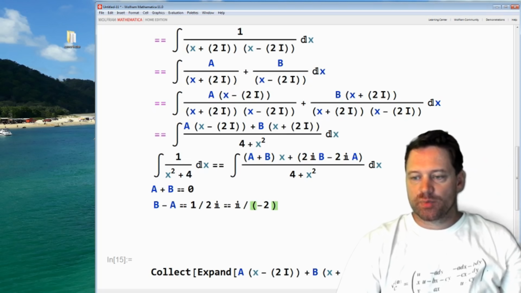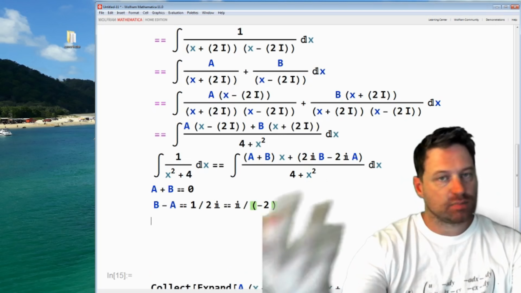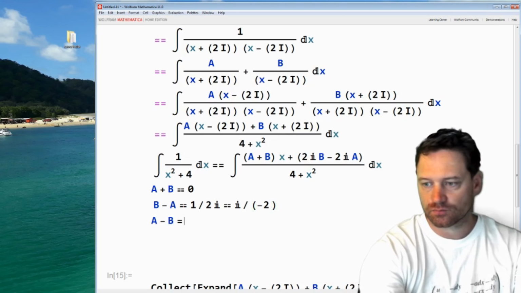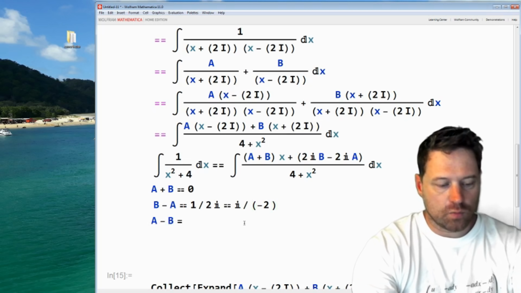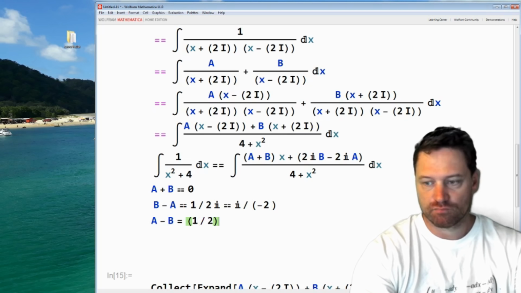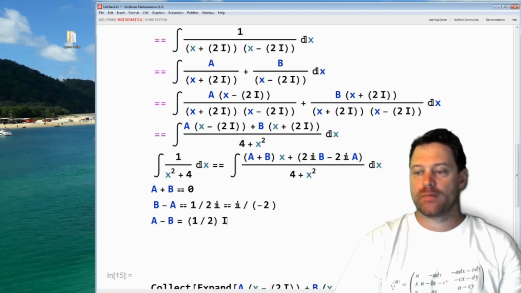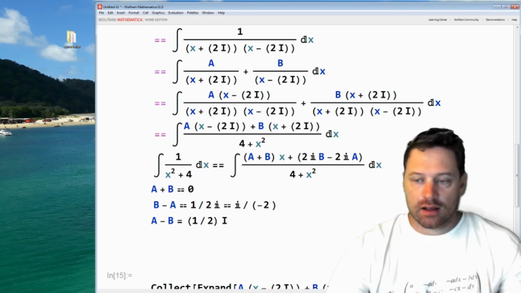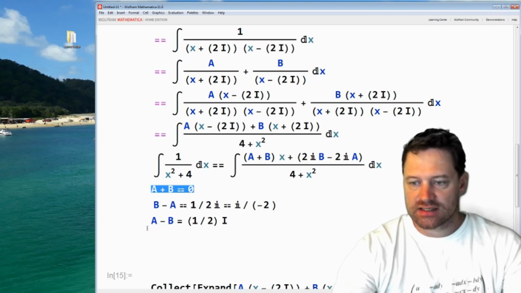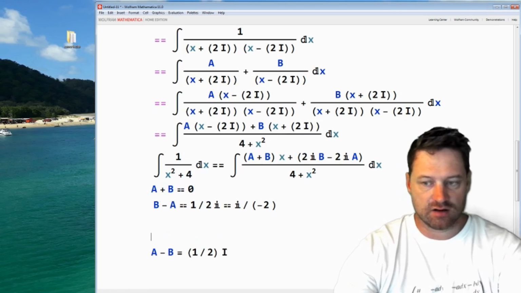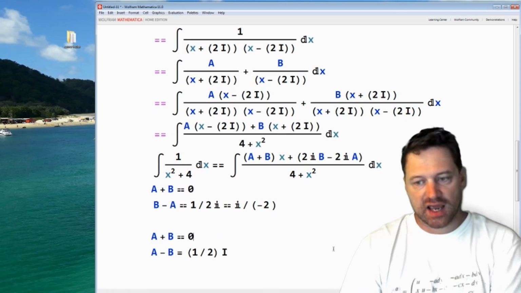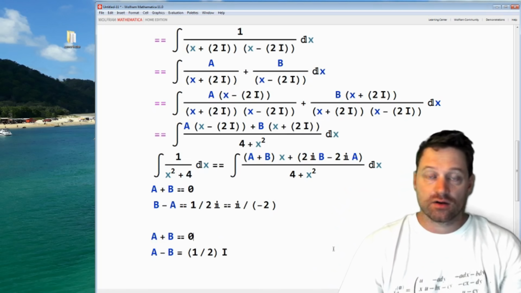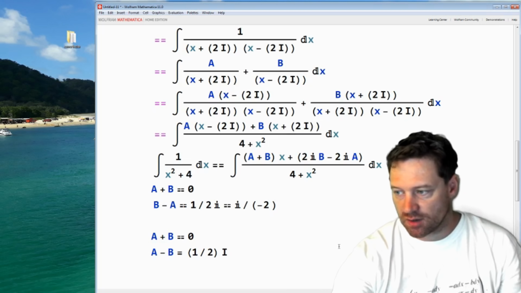Now, this will be a little bit nicer if we just multiply throughout by minus 1. So that will say a minus b is equal to 1/2 of i. Is that correct? Just have a think about that. Yes, all good. Now we want to consider this as a simultaneous system of equations. You could solve this by hand, and that's probably the way to go there. So you would add the two of these equations, or you could get Mathematica to do it. I'll show you both ways.